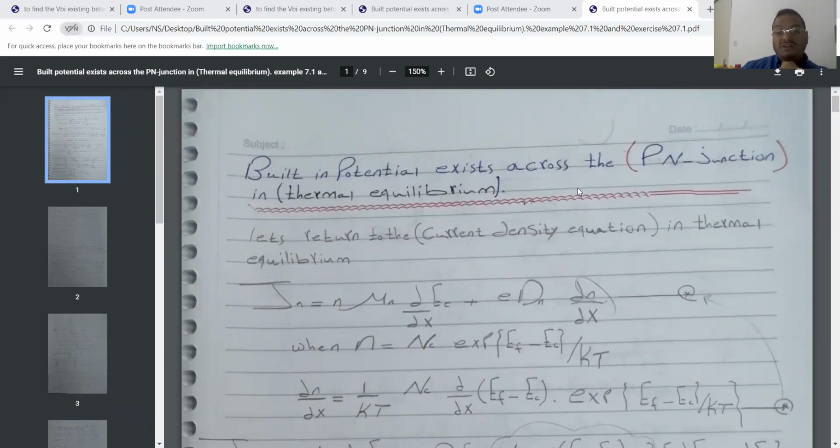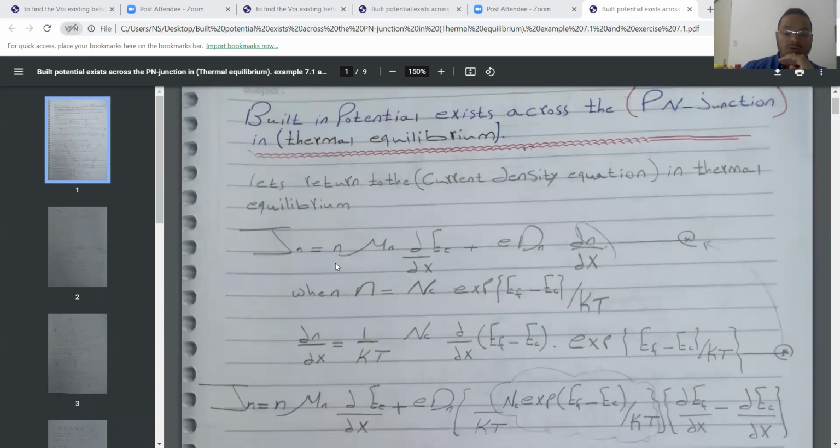Let's come back to the current density equation in thermal equilibrium. We will depend on it to find the built-in potential. Here, as we know, the total current density equals the electron charge times the concentration of electrons times the mobility of electrons times the derivative with respect to x of the conduction energy band, plus the electron charge times the diffusion term, dn/dx, the derivative of the concentration of electrons. We will depend on these points.